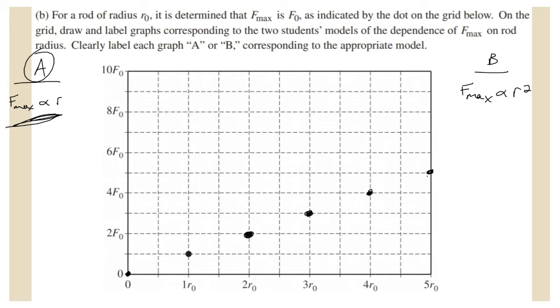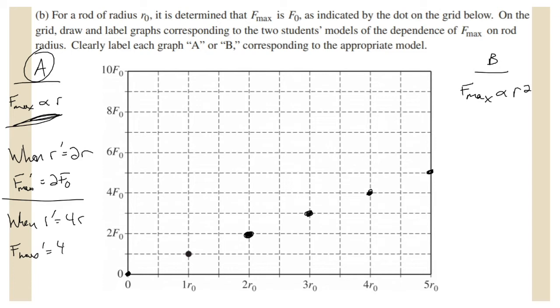Notice here that that's what it means for these things to be directly proportional. And so I'm going to write here, when R prime equals 2R, F max prime equals 2F0, and so on. I'll just write also, just to make it totally clear, when R prime equals 4R, F max prime equals 4F0. And so I'm going to try my best here to draw a line through this that's straight.